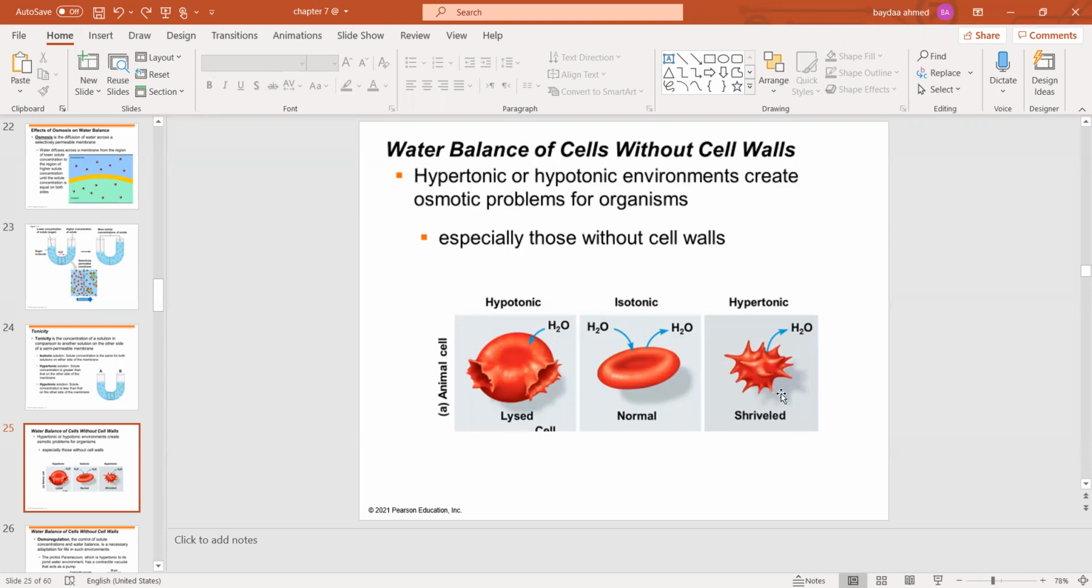This is why an increase in the salinity or saltiness of a lake can kill the animals. If the lake water becomes hypertonic to those animals' cells, they might shrivel and die. However, taking up too much water can be just as hazardous to a cell as losing water.